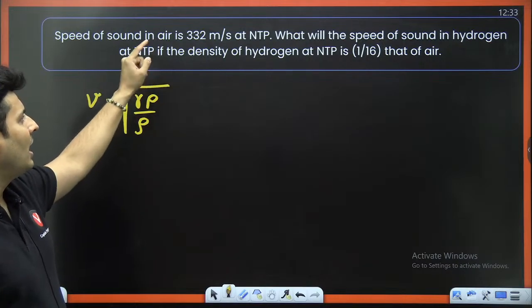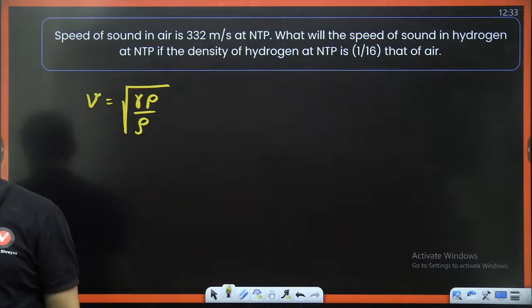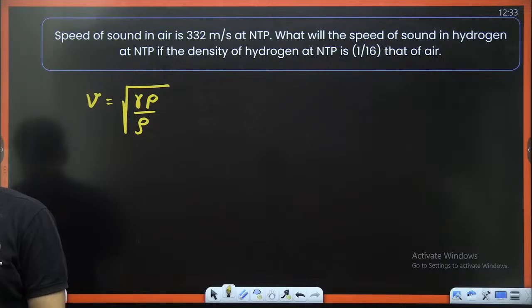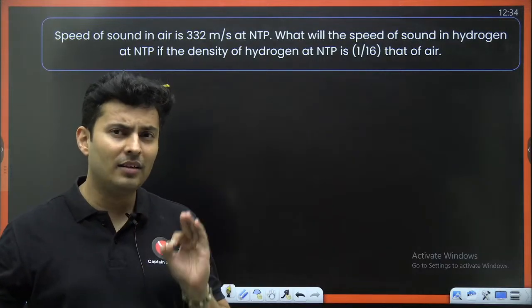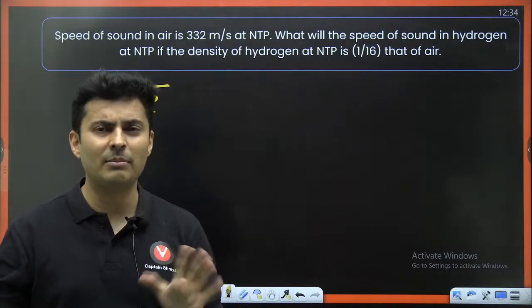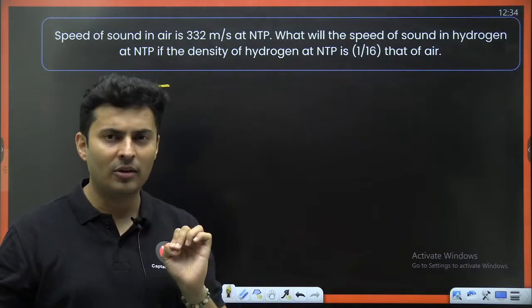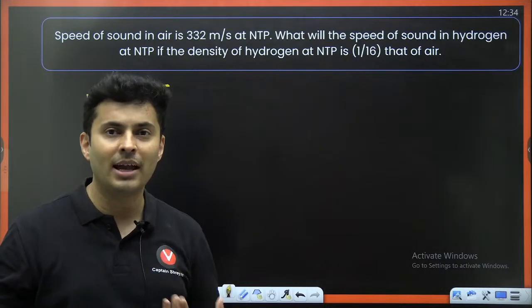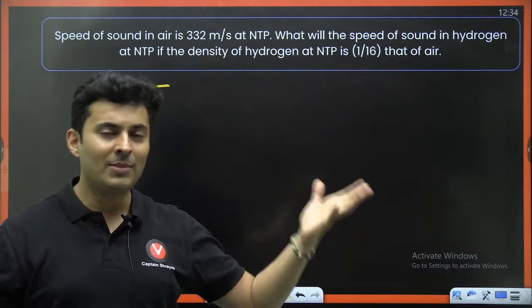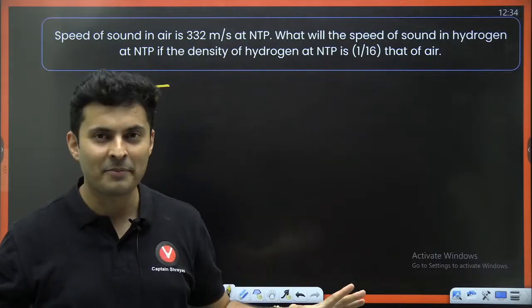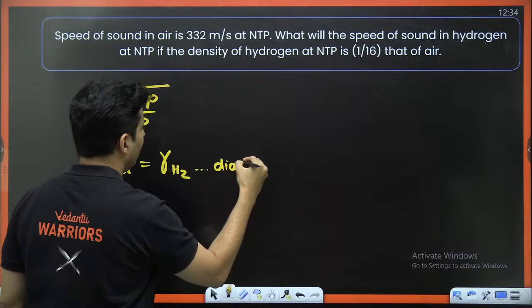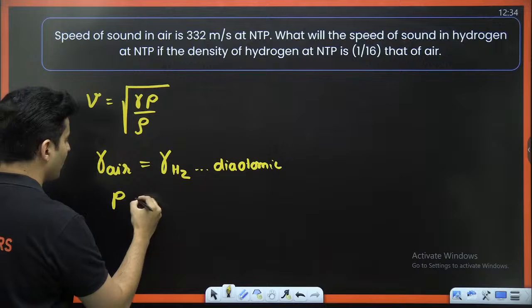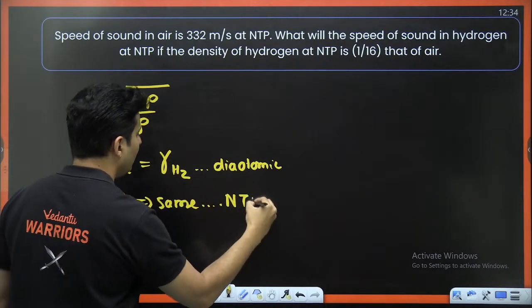Gamma for sound in air and in hydrogen. Okay, the gamma value will be different. The gamma value will be different, right? So we need to be a little bit careful about that over here. If it is monoatomic and then diatomic. But if you carefully analyze, air is a mixture of mainly diatomic gases. Monoatomic gases are hardly present. So the gamma of air is mainly the gamma of diatomic. And hydrogen is anyways not a mono, it is a diatomic gas, H2. It exists as a molecule. So the gamma for air and hydrogen is coincidentally the same. That is one good thing. So gamma for air is gamma for H2 because both are diatomic gases. The pressure is also the same because it is clearly mentioned NTP values.